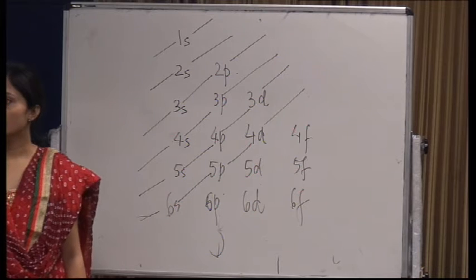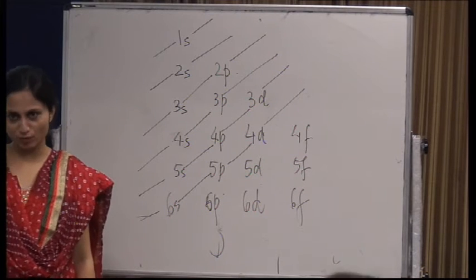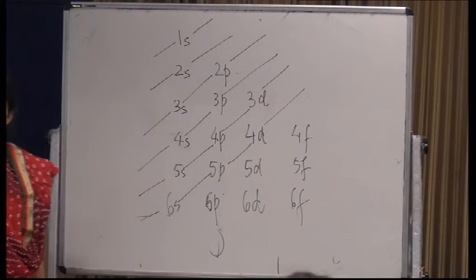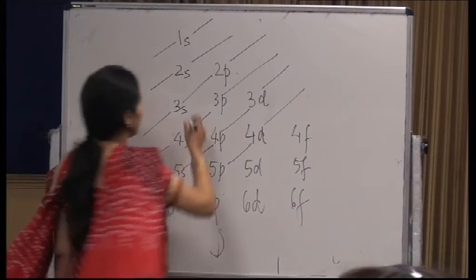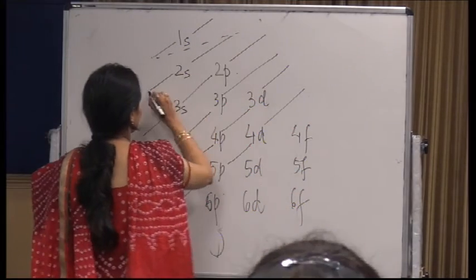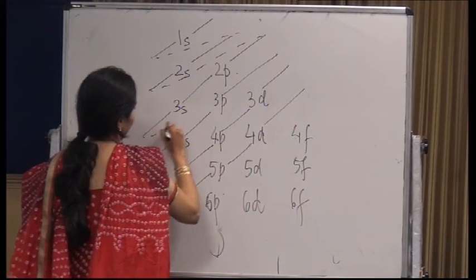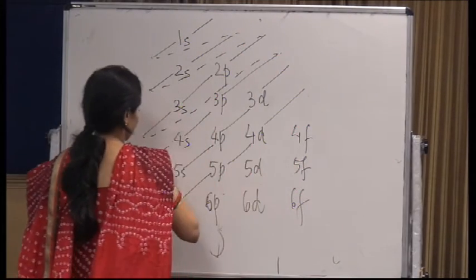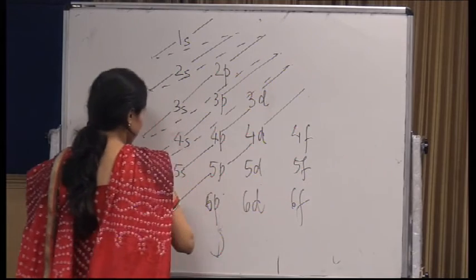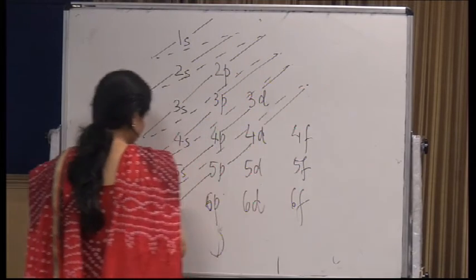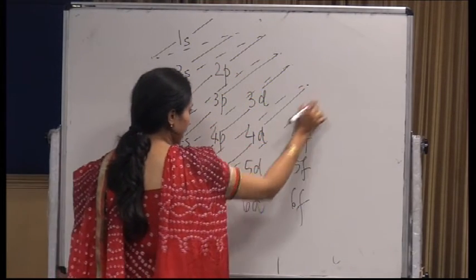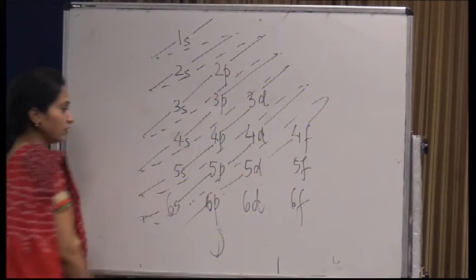Clear? You all know how to make this diagram, you've done it in school before. So you make the slanting lines, I proceed and then you join them. Join the lower end with the higher end. Okay. So this kind of gives you the order of filling up.